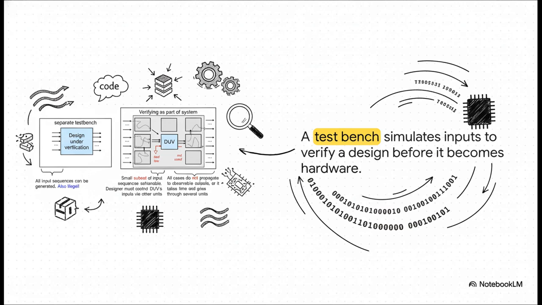So how in the world do you test a piece of hardware before it even exists? Well, you write more code. We build something called a test bench. It's a whole separate program whose only job is to put our CPU design through its paces. It pretends to be the outside world, throwing every possible input at our design and then checking to see if the output is exactly what we expect. It's a virtual stress test for our virtual CPU.